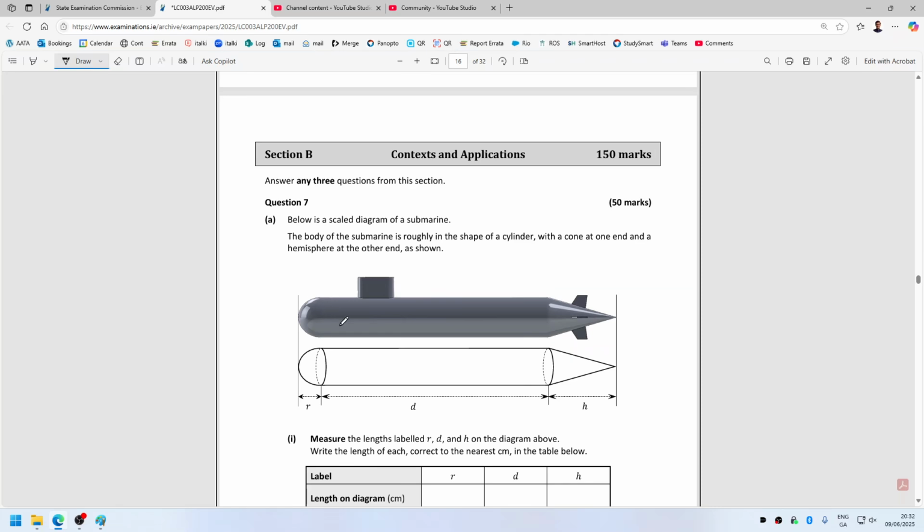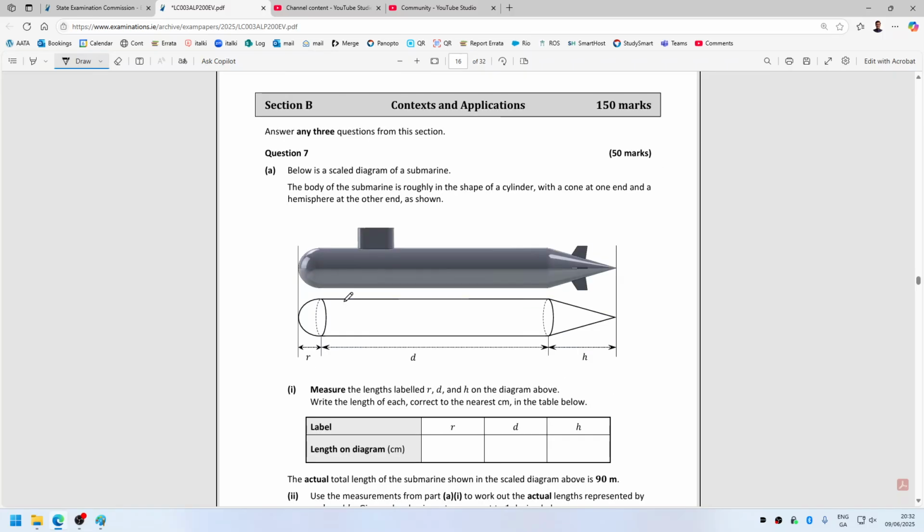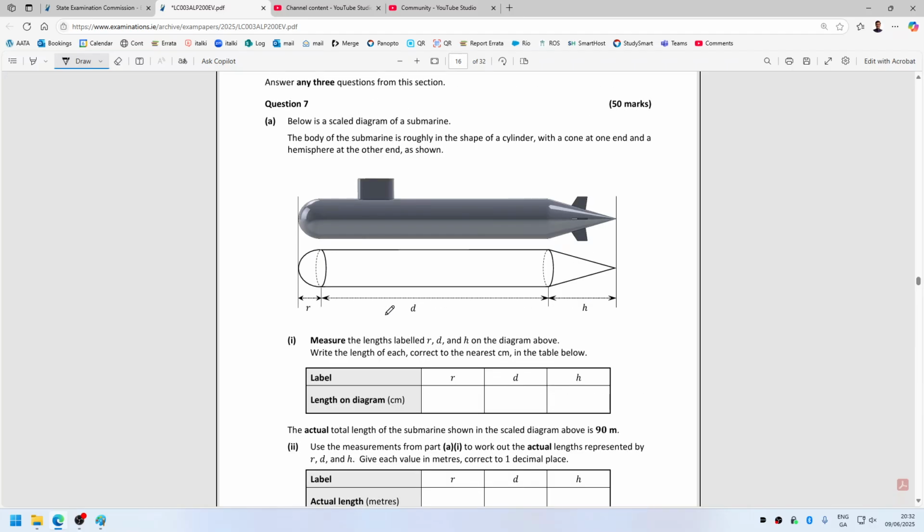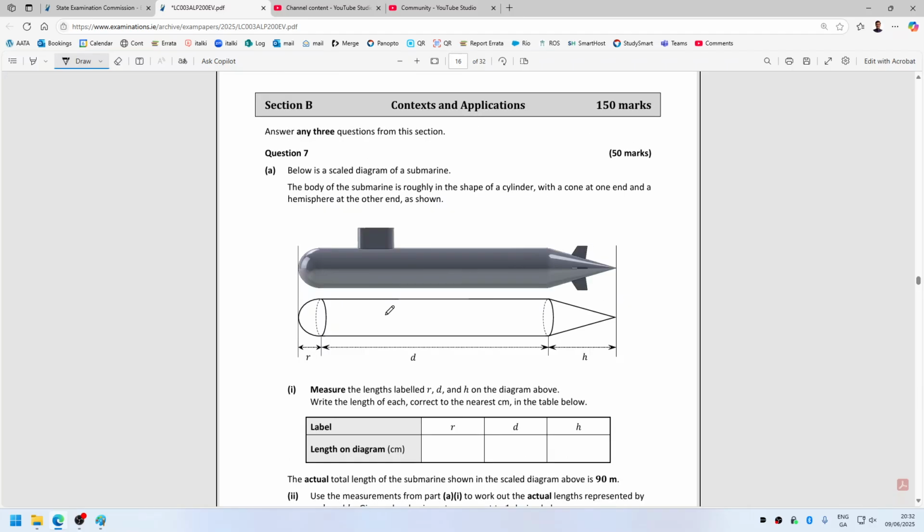Okay, below is a scale diagram of a submarine. The body of the submarine is roughly the shape of a cylinder with a cone at one end and a hemisphere at the other end. Measure the lengths labeled R, D, and H on the diagram above. Write the lengths of each correct to the nearest centimeter.